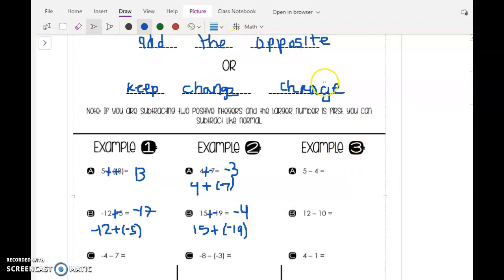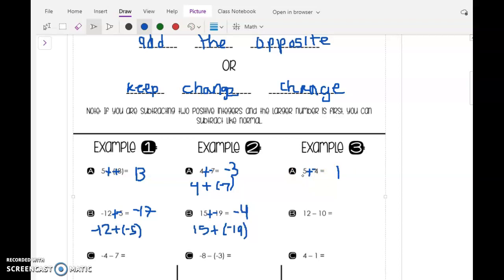Let's use add the opposite again, just to review it. 5 minus 4. So add, so turn that subtraction to an addition. The opposite of positive 4 is a negative 4. So 5 plus negative 4, again, just like these two examples, we have a positive and a negative, so we're going to take the bigger number and subtract the smaller number from it. We end with a 1. 5 minus 4 is a 1.